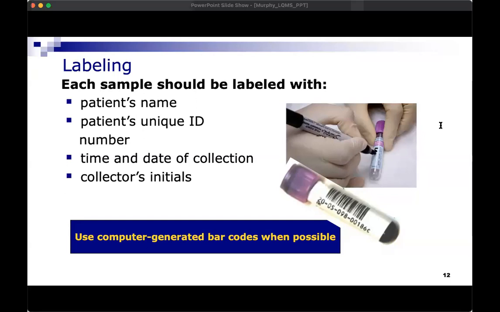If you're handwriting the labels on the tubes or the container, make sure you're using something that's not going to smear or wipe off. Ideally, if possible, computer generated barcodes are really handy, and that eliminates the risk of a label getting smeared or not being able to read somebody's handwriting. I know that can be a really challenging thing. So just make sure you have your requirements clearly written, and that you're communicating your expectations to the people that are doing the labeling.